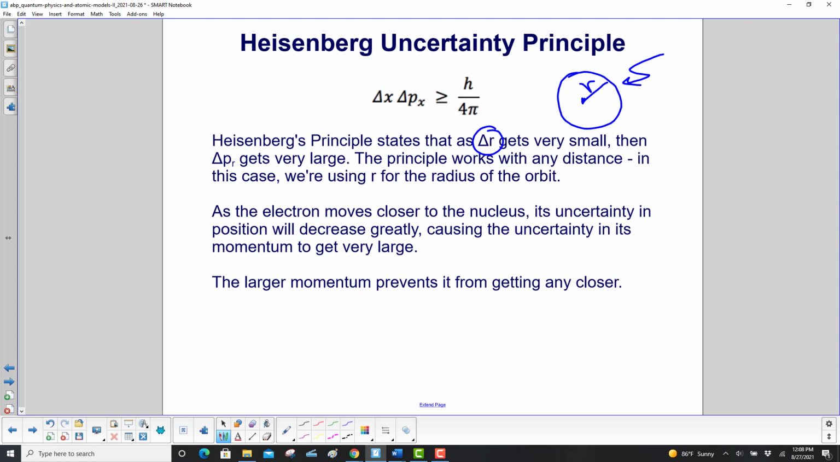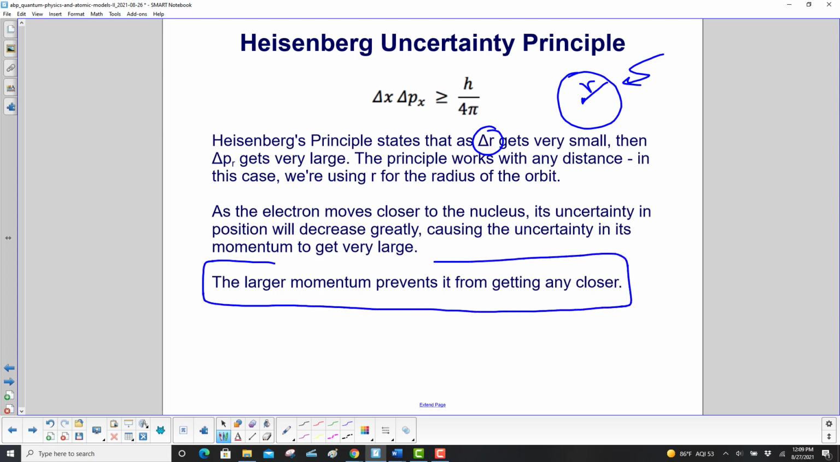As the electron moves closer to the nucleus, its uncertainty in position will decrease greatly, causing the uncertainty in its momentum to get very large. This larger momentum prevents it from getting any closer. Picture as you squeeze the electron down, it starts moving faster and faster and faster, until it has so much energy it leaves. And once again, we know that doesn't happen.